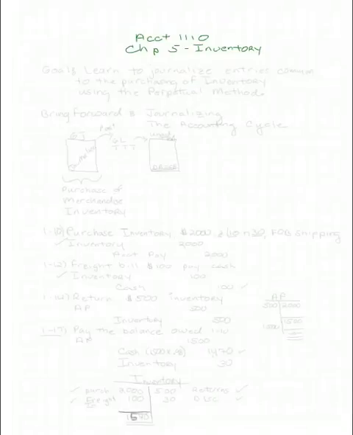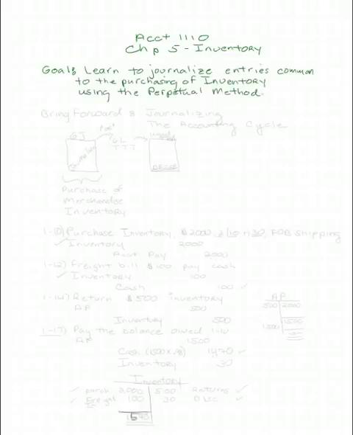Let's get back to the topic, inventory. So, this chapter, let's have a goal. Our goal will be to learn to journalize entries common to the purchasing of inventory using the perpetual method in this pencast. There'll be several in this chapter, so we'll cover sales and different kinds of income statements shortly.